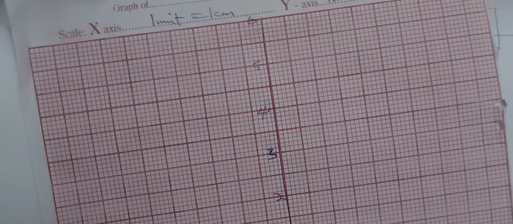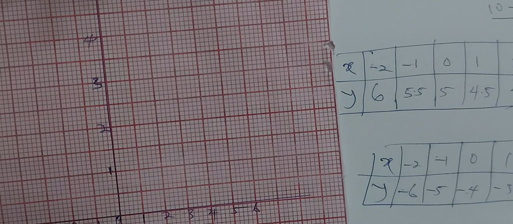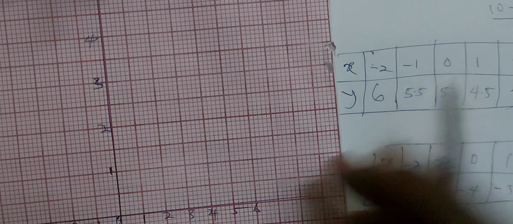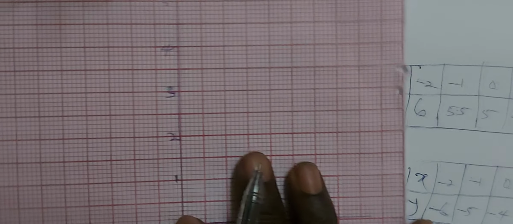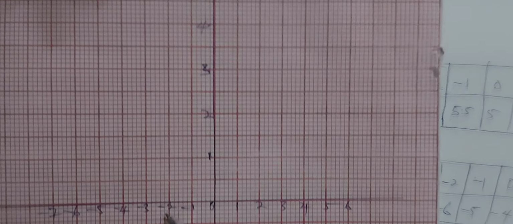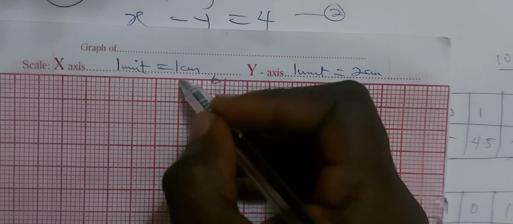Okay, so let's plot our graph. On the first one, when x is 2, we have 6. When x is minus 2, y is what? When x is 2, y is 6. So at the last part, you go there. This is 2 and this is 6.